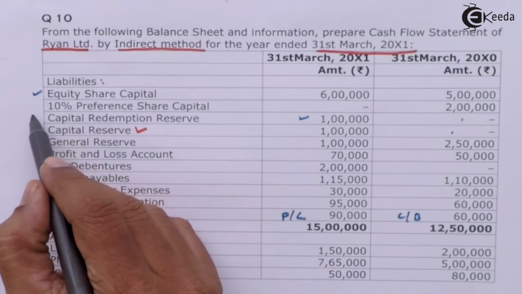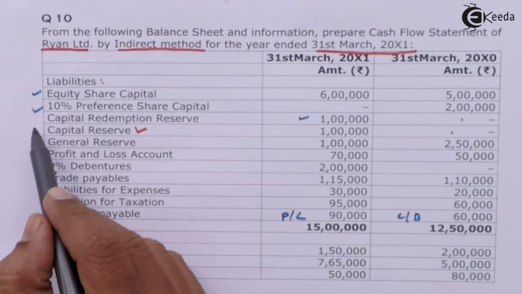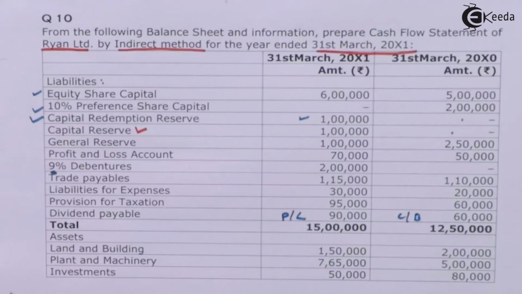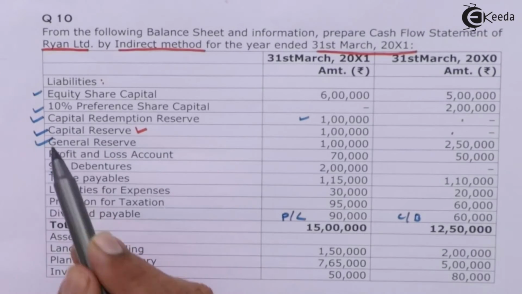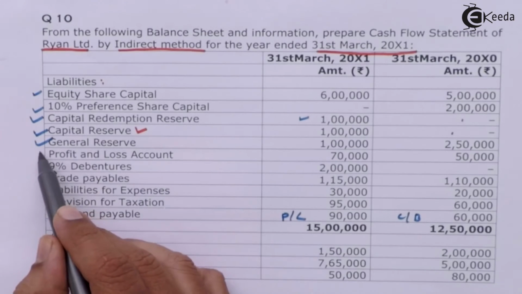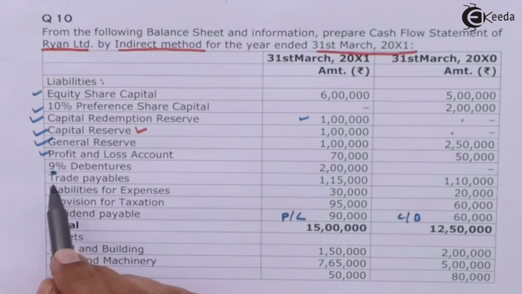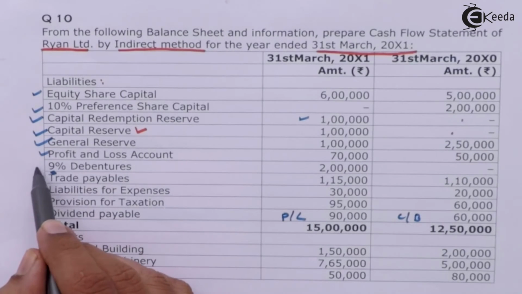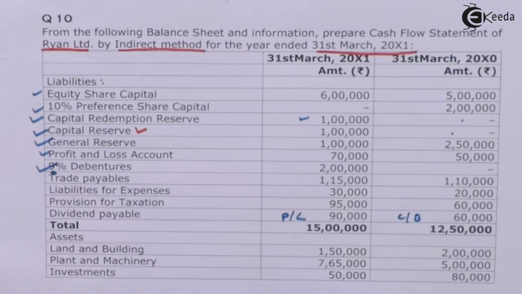We have taken equity share capital, we have taken preference share capital, we are done with CRR, we are done with capital reserve, we are done with general reserve, we are done with P&L account, which I have taken in the beginning. 9% debentures, that also we have done. We have prepared an account, if you remember.